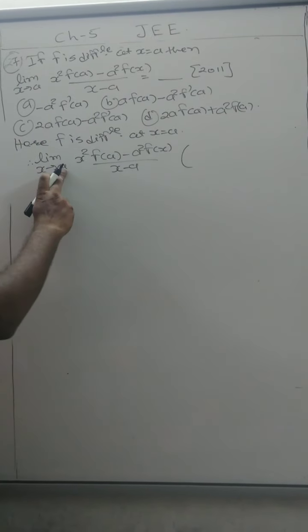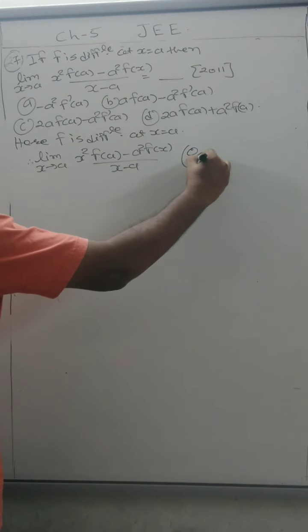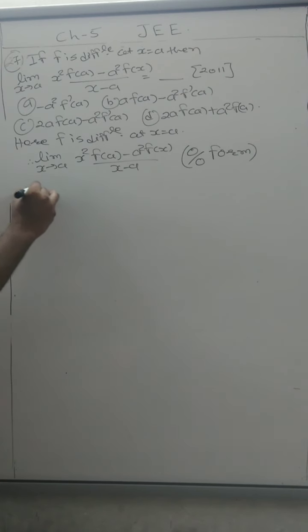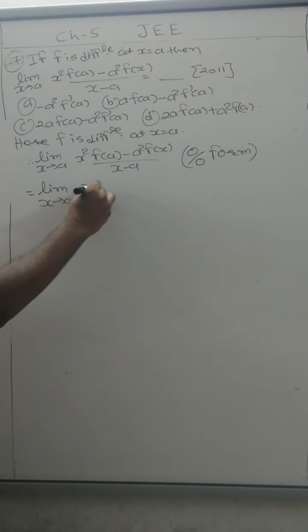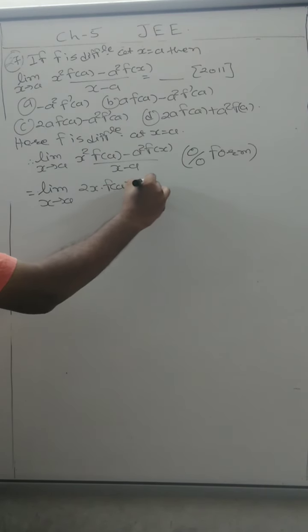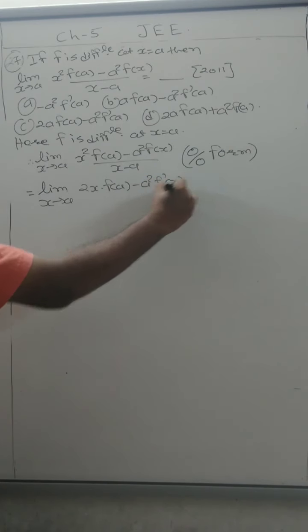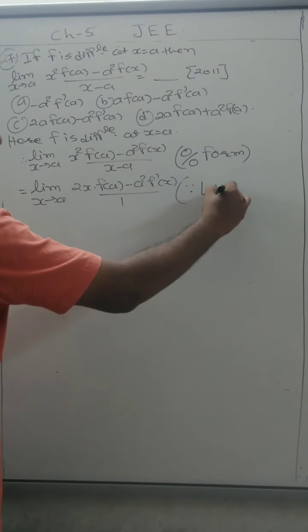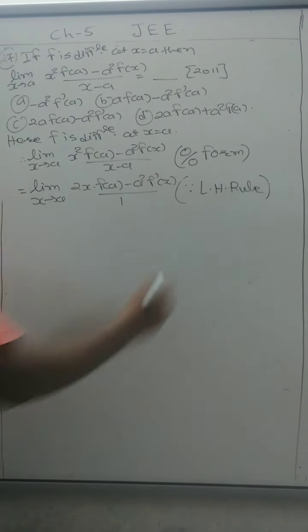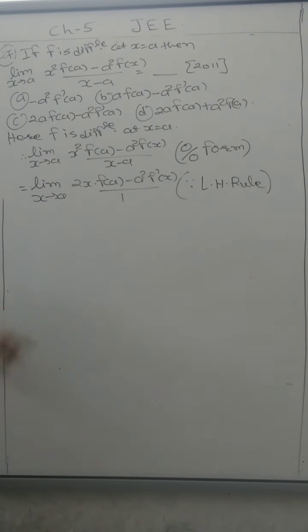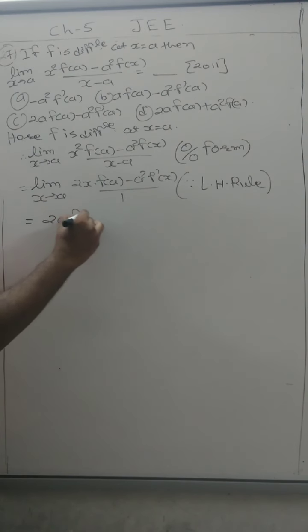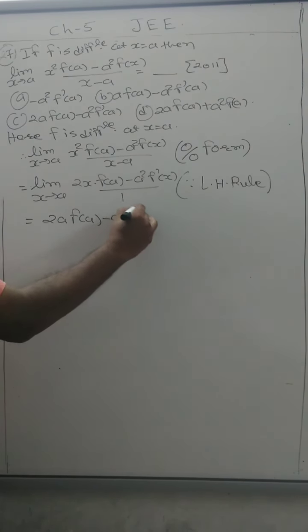If you put x equal to a, then this is 0 upon 0 form. So we directly apply the L'Hospital rule. So that is equal to the limit as x tends to a of 2x into f(a) minus a square f dash x upon 1, according to the L'Hospital rule. Now this is not 0 upon 0 form, so we directly put x equal to a. So 2a f(a) minus a square f dash a.